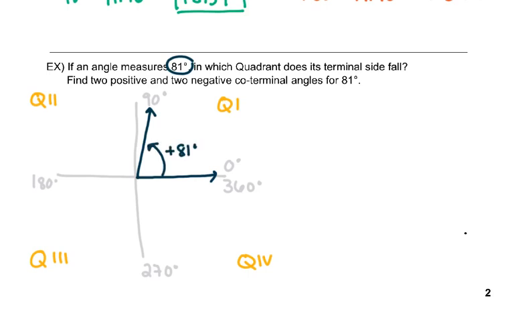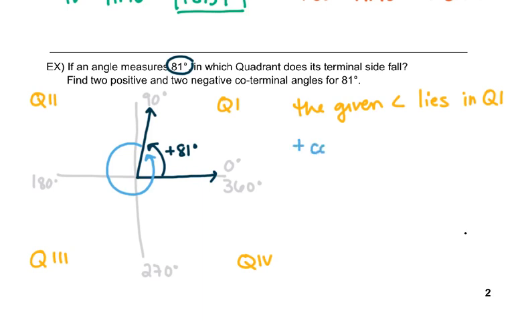So this is a positive 81 degree rotation. So the given angle lies in quadrant 1. Now, a positive coterminal angle, that means we need to add a full rotation to what we're looking at. So we would be adding this full rotation. And that full rotation, a full circle, that's 360 degrees all the way around.